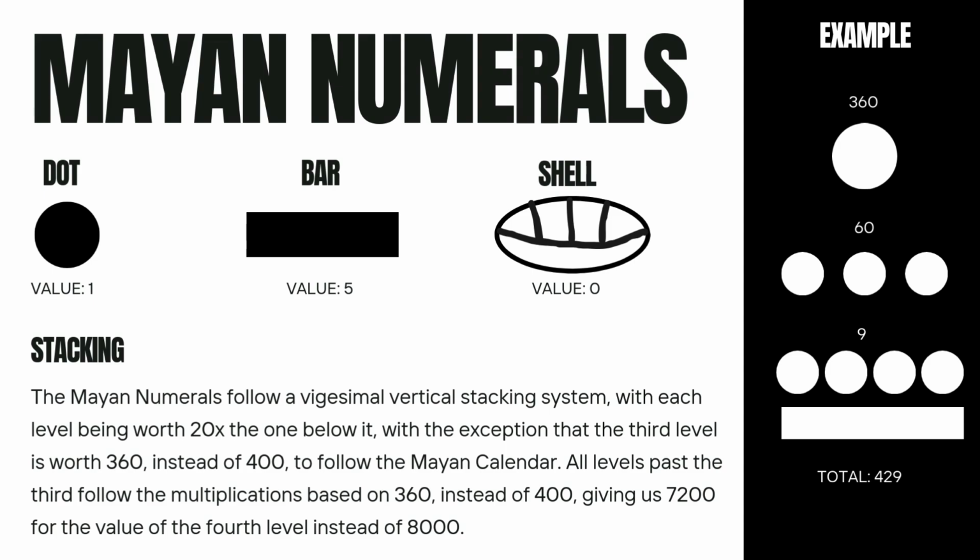So, all levels follow this pattern, so it's going to be multiplication of 20. Any level past 3 is going to be 360 times 20, then 7200 times 20, and so on and so forth. So, on the right side here, we have an example of this.